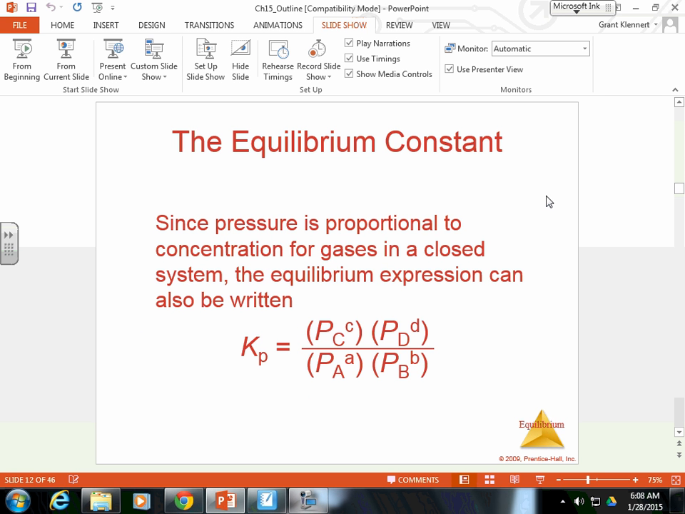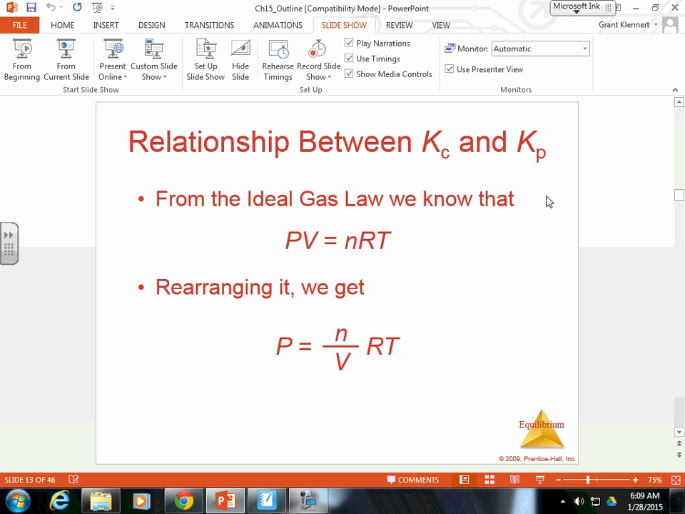Now, with gases, remember, we can use pressure instead of concentration. So if we're dealing with a wide variety of gases, we can take the pressure instead of the concentration of the solution. So when we solve for Kp, Kp is going to deal with pressure, and we can take the concentration or pressure of the gases. So remember, pressure and concentration are equivalent to one another, or proportional. So we can take either concentration or pressure when we're studying a gas.